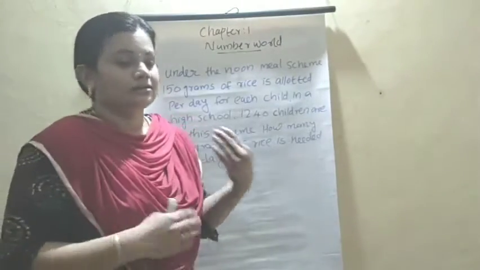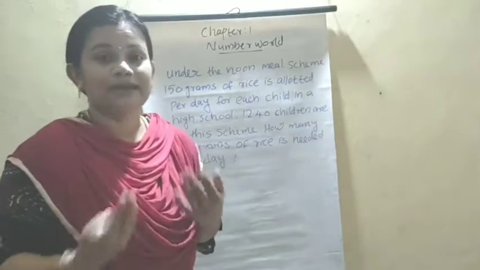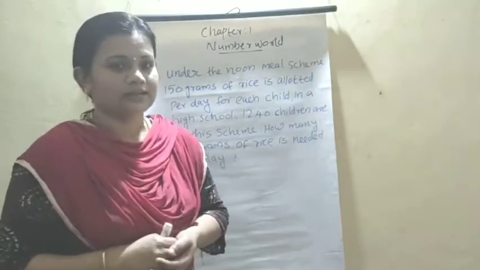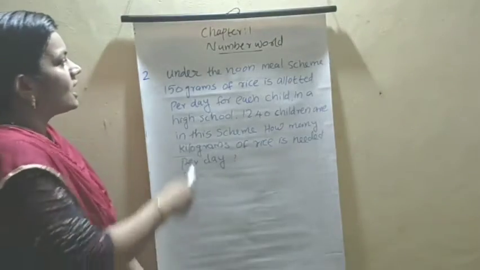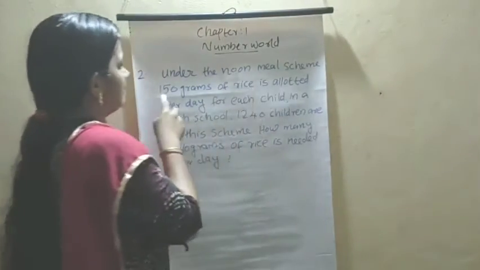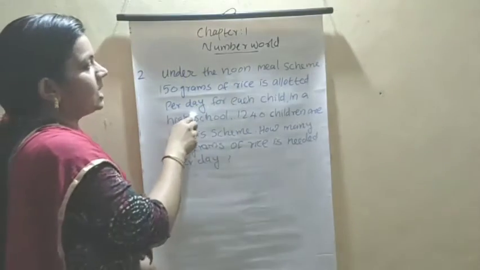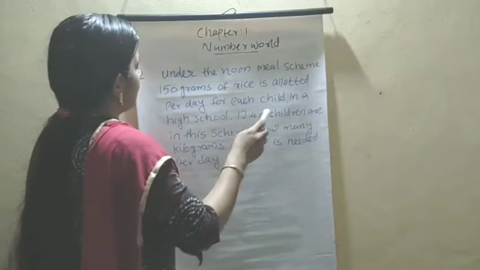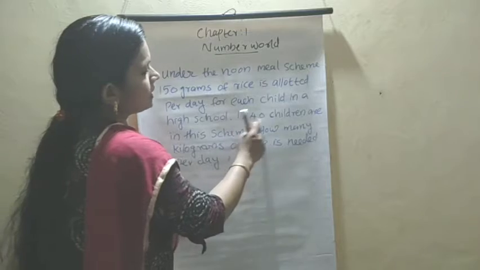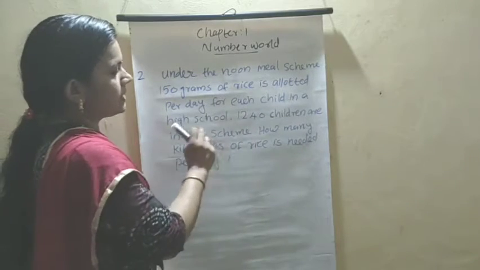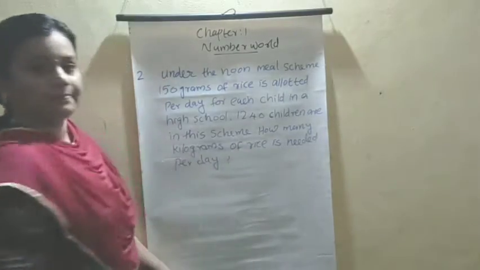Okay, in the last section we studied how to multiply numbers without pen and paper. Do you remember that? Then one example. Again, one word problem is here. Under the noon meal scheme, 150 grams of rice is allotted per day for each child in a high school. 1240 children are in this scheme. How many kilograms of rice is needed per day?